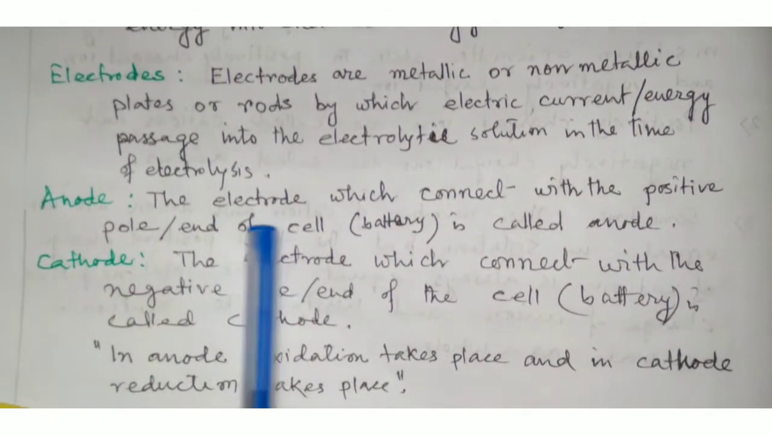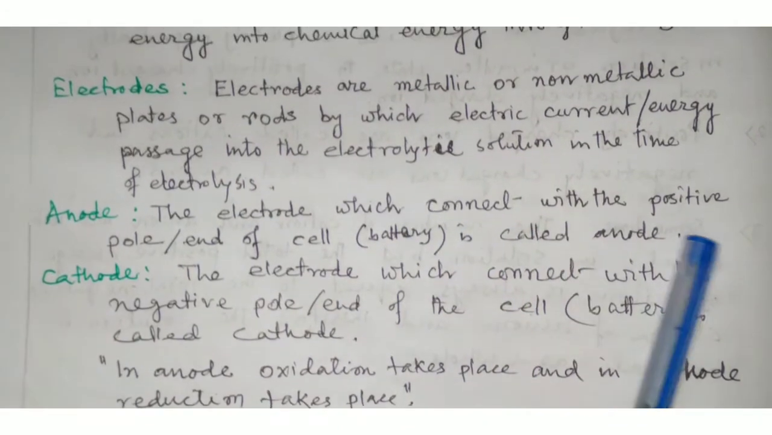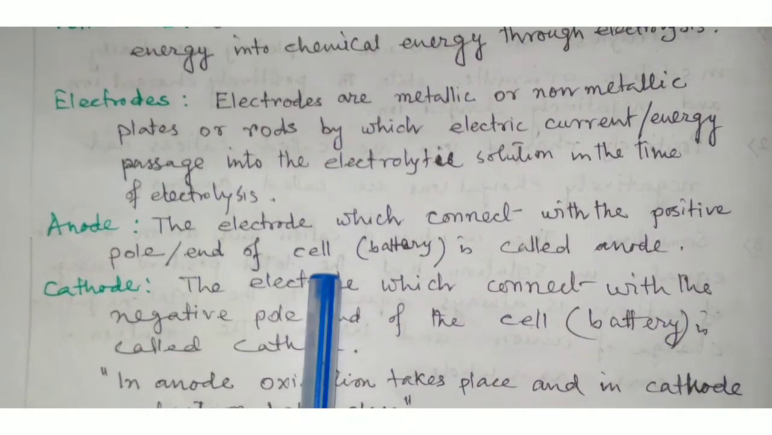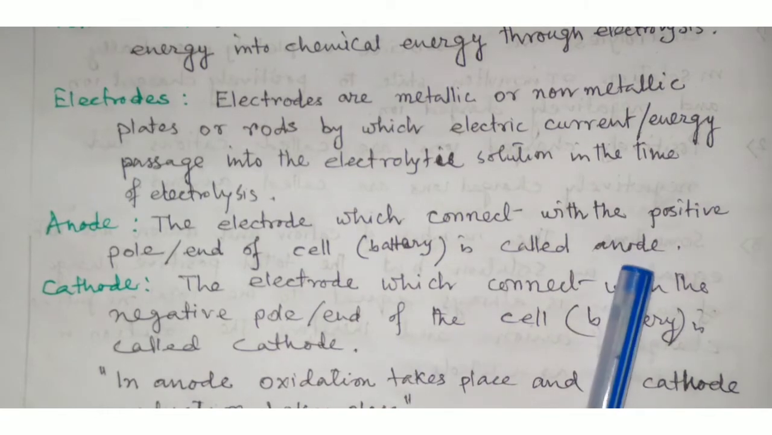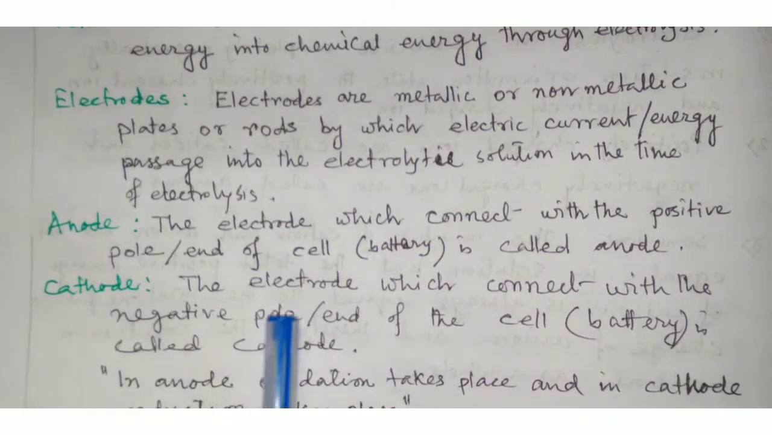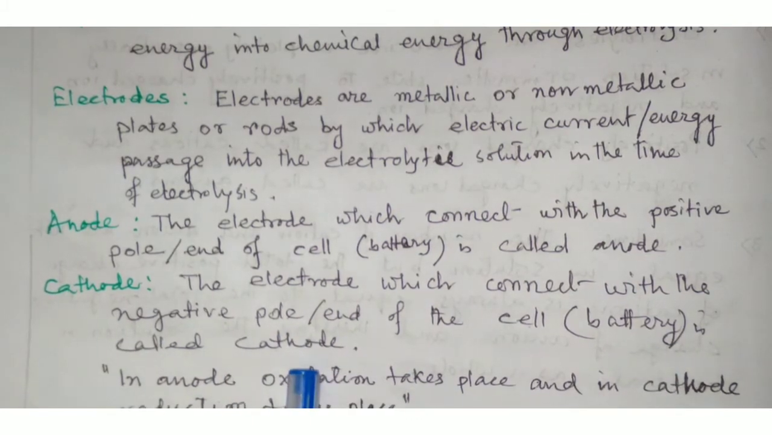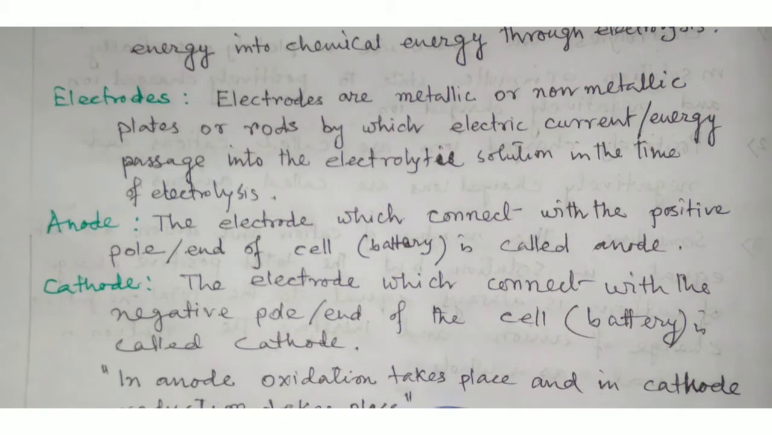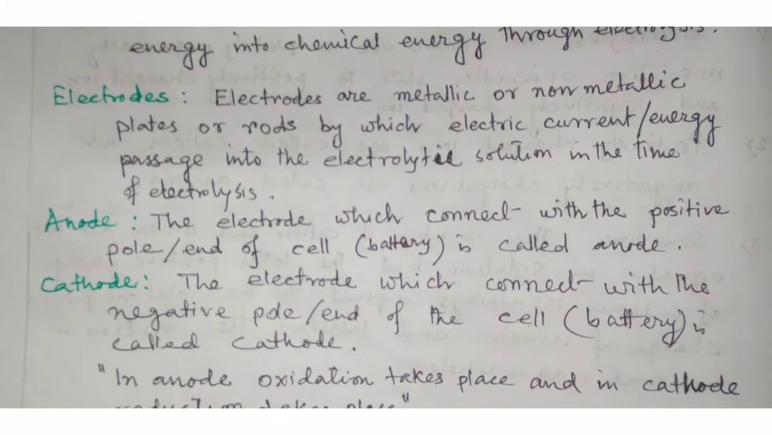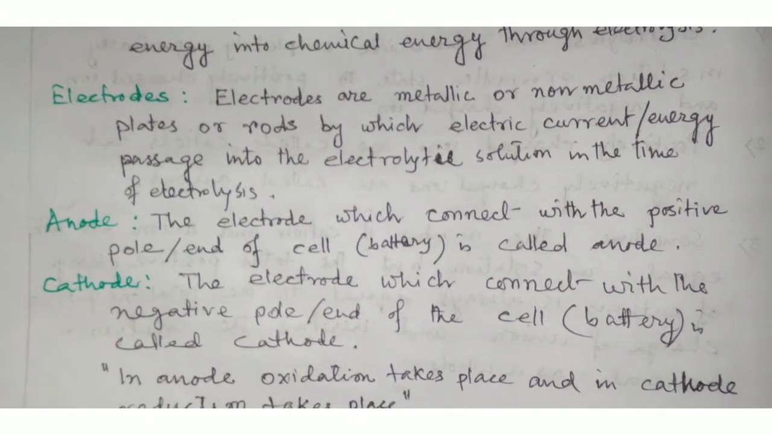What is anode? The electrode which connects with the positive pole or end of a cell, that is battery, is called anode. And what is cathode? The electrode which connects with the negative pole or end of the cell, that is battery, is called cathode. In anode, oxidation takes place, and in cathode, reduction takes place.